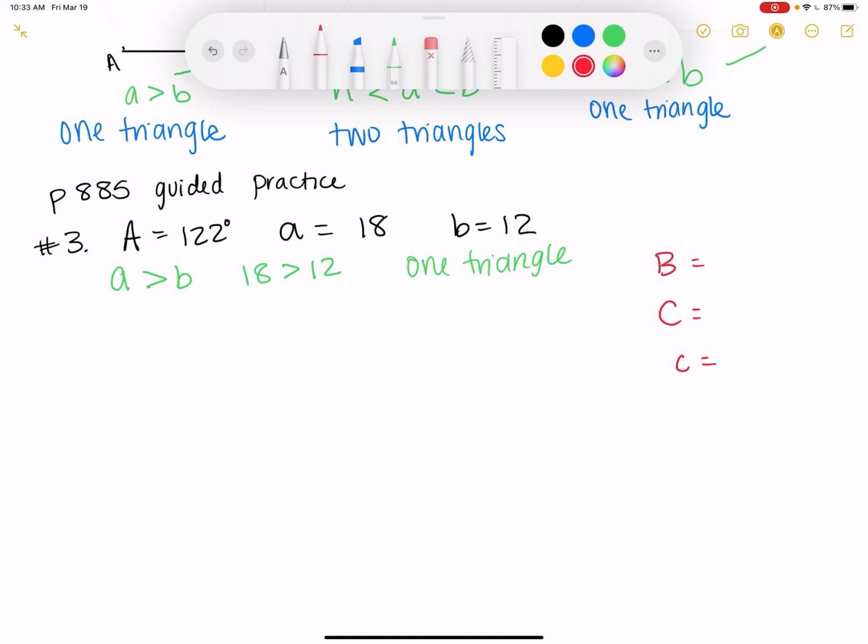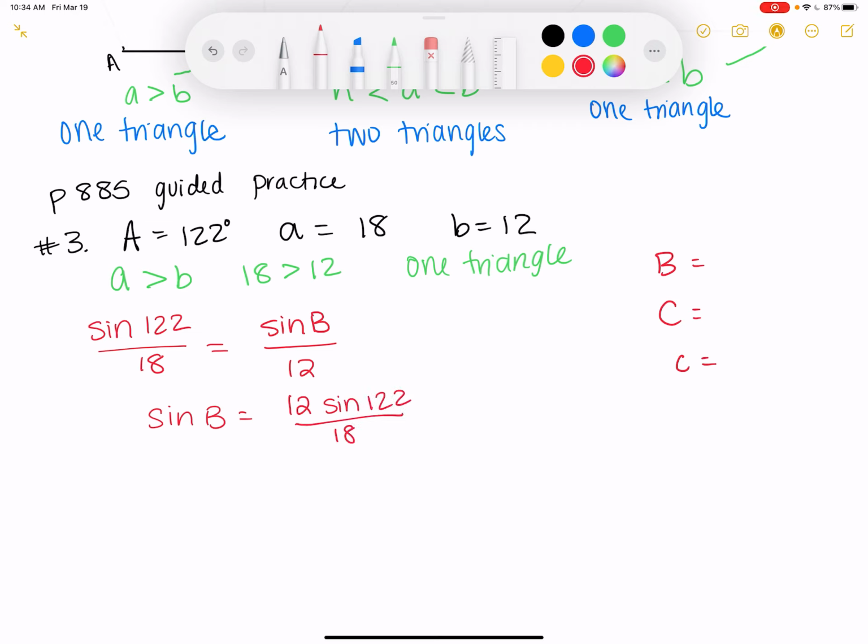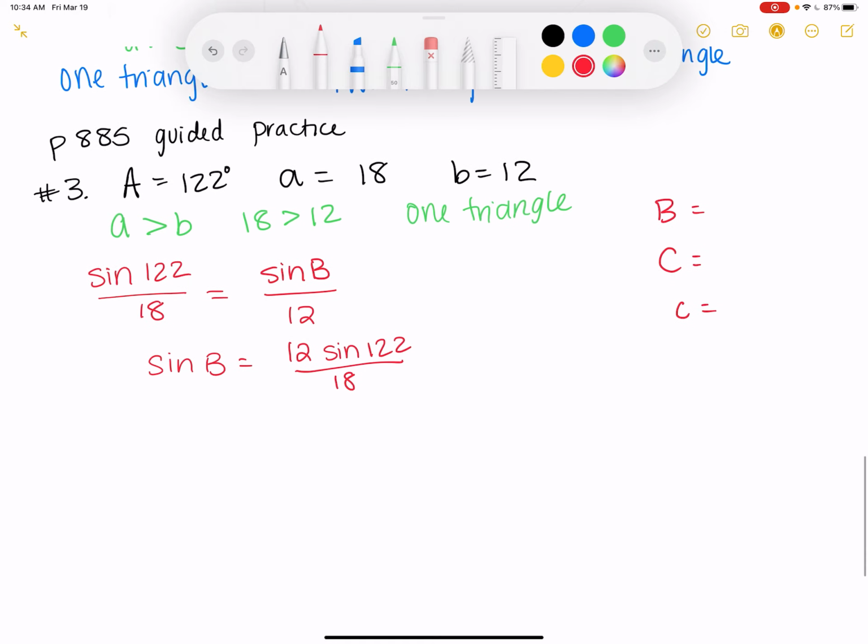So I'm going to start with the sine of 122 over 18, because those are values that I know both of. I need to know angle B, so I'm going to write sine of B over 12. We didn't do one like this yesterday. So the sine of B is equal to 12 times the sine of 122, remember these are in degrees, over 18. But I need to find B.